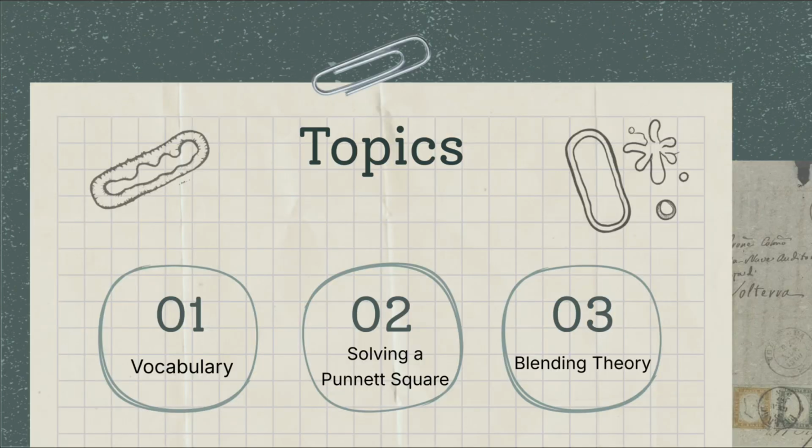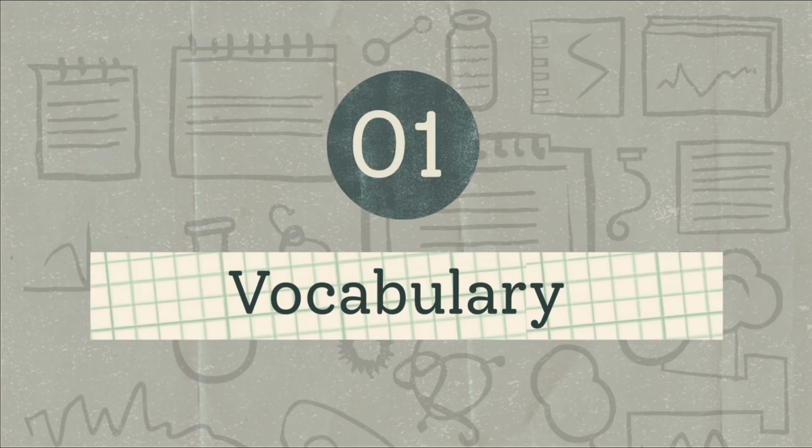So for the topics that we will be covering today, we are first going to go over vocabulary and important terms relating to a Punnett square, and then we're going to solve a Punnett square, and then we're also going to learn how Punnett squares are able to reject blending theory. For myself, I find it really helpful to get familiar with vocabulary words in the first place. Sometimes we need to know what we're even talking about, and we need to learn these words first so that we understand when they're being used.